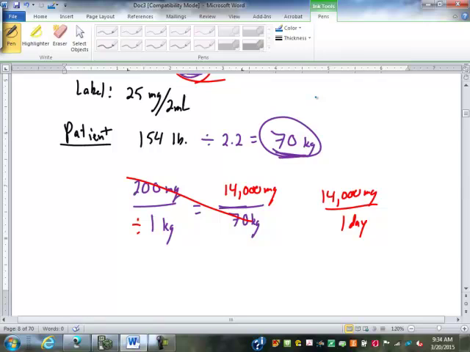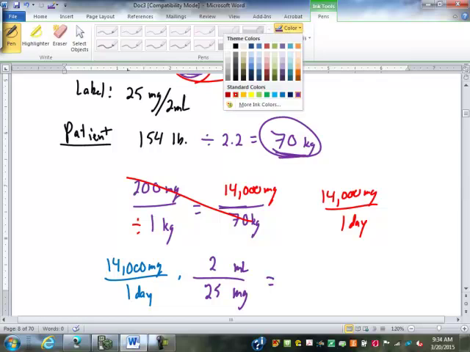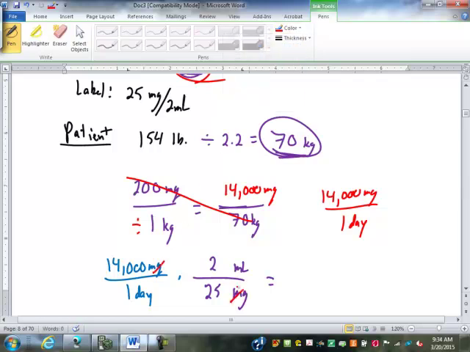Now, of course, this being a liquid medication, we have the milligrams per milliliter on our label. We have to convert that into milliliters now. So I have 14,000 milligrams per day. How many milliliters is that going to be per day? So milligrams will go on bottom, milliliters on top. 25 milligrams per 2 milliliters. So the milligrams will cross cancel. What is that? 1,120, does that sound right? Milliliters per day.